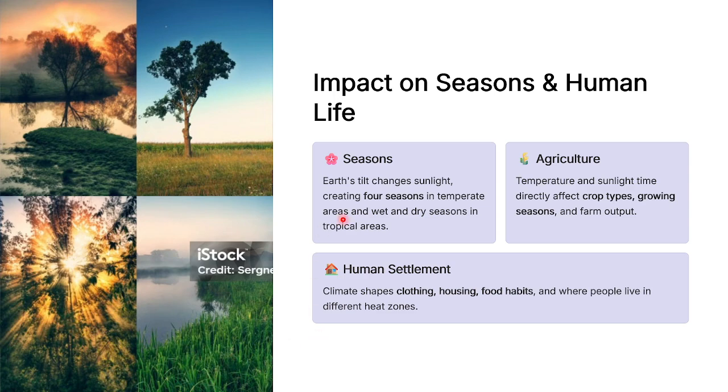Impact of the seasons on human life. Seasons: Earth's tilt changes the sunlight, creating four seasons in temperate areas and wet and dry seasons in tropical areas. Agriculture: temperature and sunlight time directly affect crop types, growing seasons, and farm output. Human settlement: climate shapes clothing, housing, and food habits, and where people live in different heat zones.